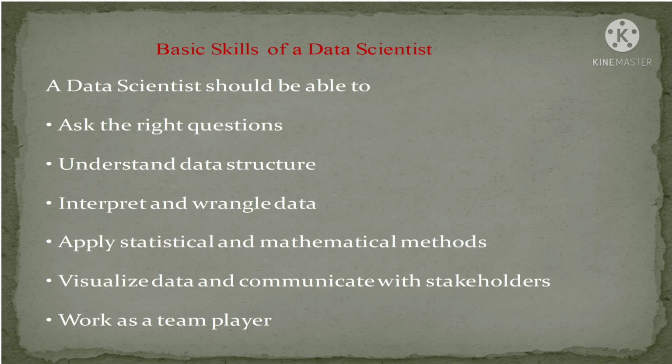Here we can say the data scientist is a skilled person. The data scientist should have the following knowledge. The data scientist should be able to ask the right questions. The data scientist should decide the structures of the data, which type of structures we have to use. The data scientist will interpret and wrangle the data. Interpretation is important, because if the data scientist is not able to interpret the data, we could not solve our problems, we could not get the optimized solutions of our problem. After that we have to apply the statistical and mathematical methods also, meaning the mean, mode, median, like this.